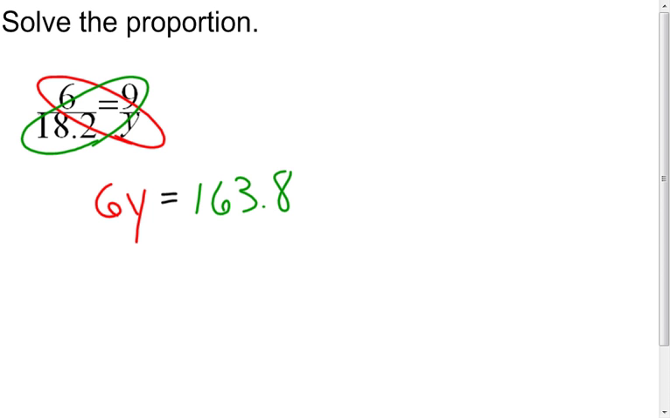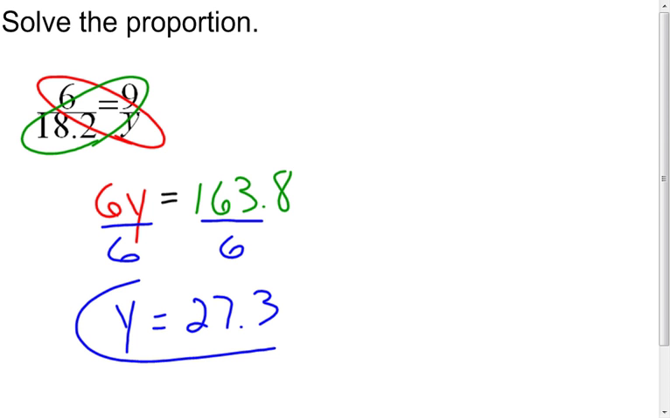Now I have an equation that you've seen before that we can solve. Divide both sides by 6, and I find out that y equals 27.3. I have solved my proportion. So if you see solve a proportion, it's asking you to solve the equation. Find the value of the variable in the equation.